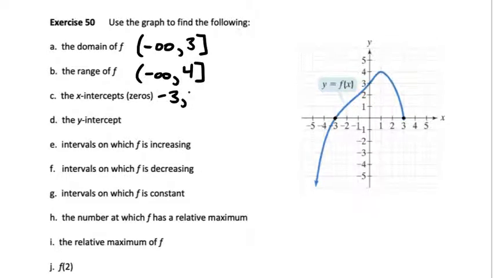Again, remember, we just list the numbers of the x-coordinates. We're not writing those as points. The y-intercept is right here, where the graph crosses the y-axis. That's at positive 3.